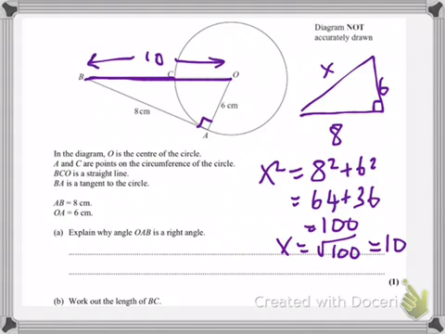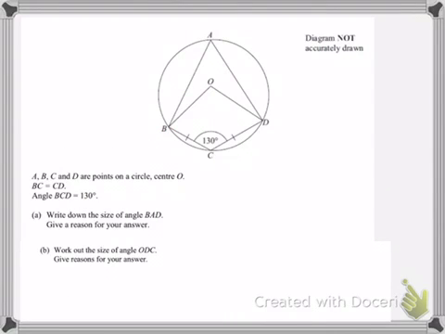Now how do we find BC? Well, we know that CO is 6 centimeters as well because it's a radius. So that part's 6. So all we've got is 10 take away 6, which is 4 centimeters, is BC. Again, pause and work through it and unpause for the solution.